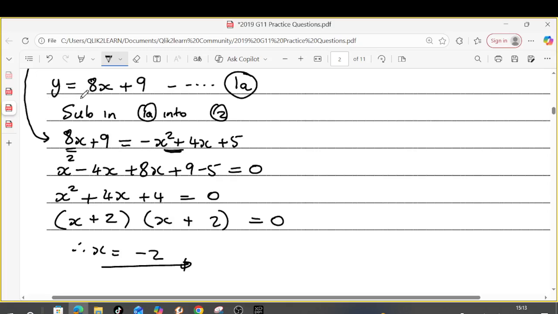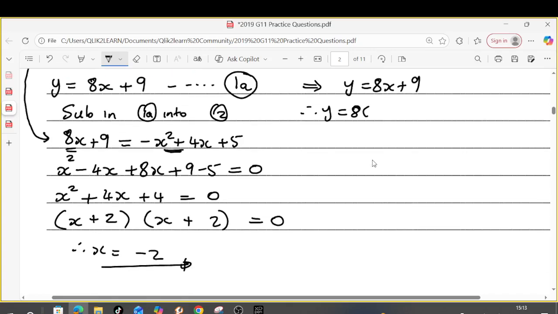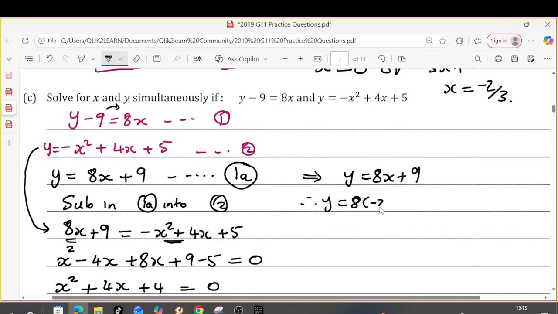We need to go on the other side to find y. What is y equal to? Remember, we can substitute x = -2 in that equation, and the value of y is equal to 8x added to 9. Therefore, y is just 8, where there's x we put negative 2. So this will be 8 times negative 2 plus 9. Therefore, y is equal to minus 16 plus 9.